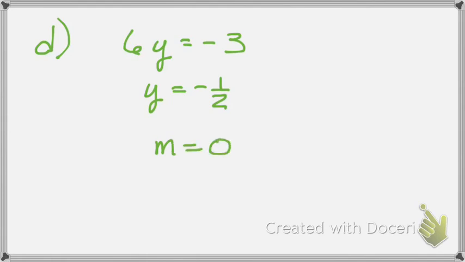How do you know it's 0? Because it's a horizontal line. All horizontal lines have a slope of 0. So if I would have asked you for the equation, you could put y equals negative 1/2. And that's possible. They might ask you for the equation.